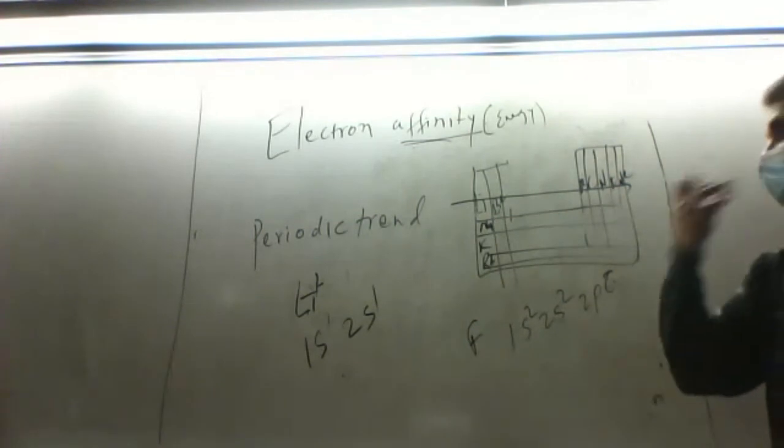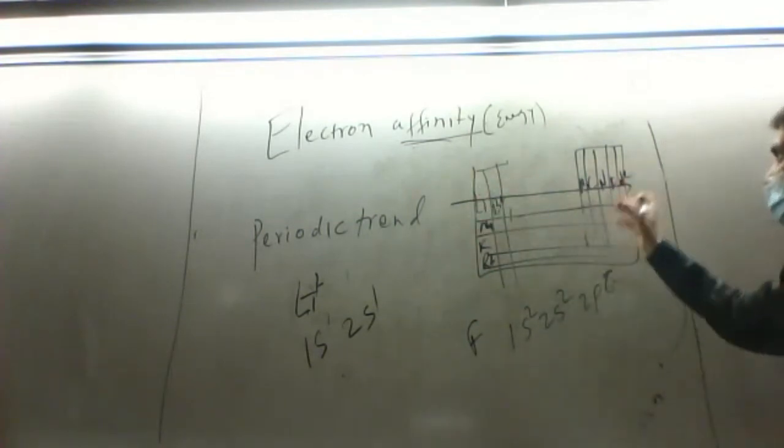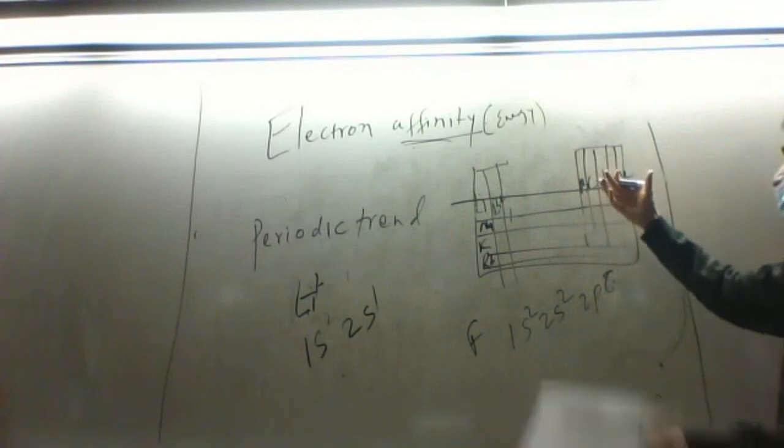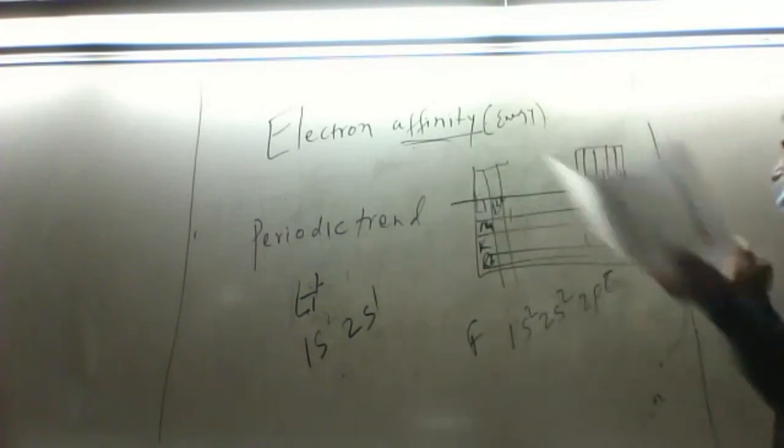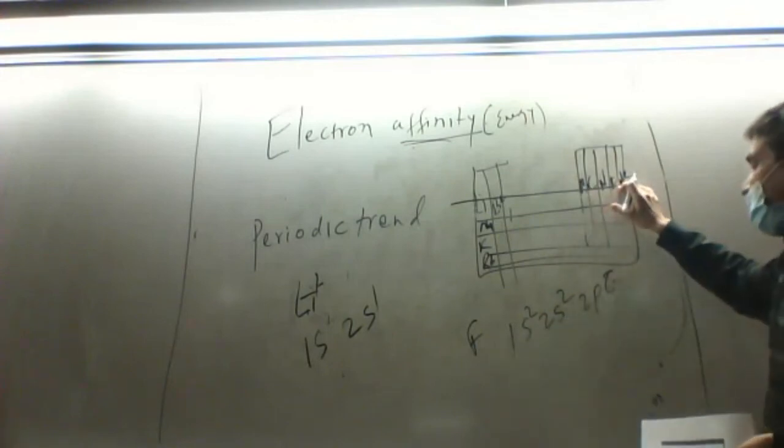Either way, you can see this way: if I go from left to right, the size becomes smaller, and the nuclear charge is trying to attract the electron from outside more, so they have more affinity for the electron.